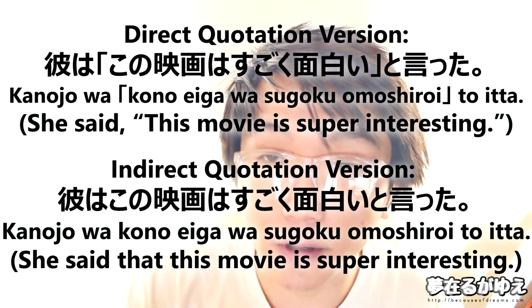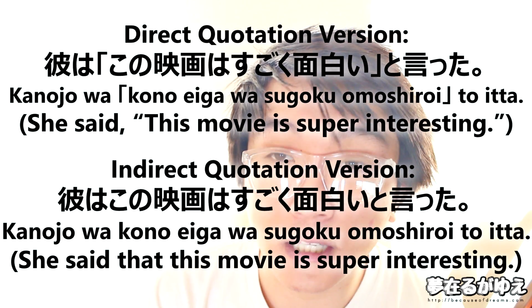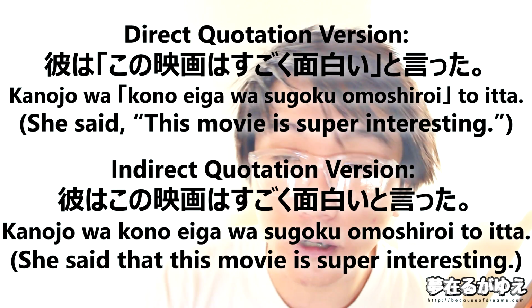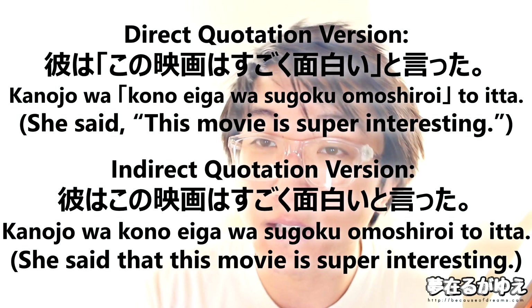But the key idea that we're trying to elaborate upon here is that we use the topic marker wa twice in the sentence, and we can do that even though quotations are technically subordinate clauses because they are an exception to that rule because they're just quotations.